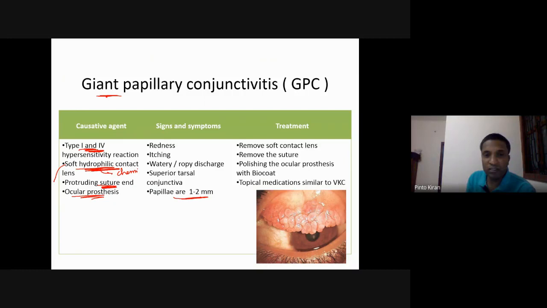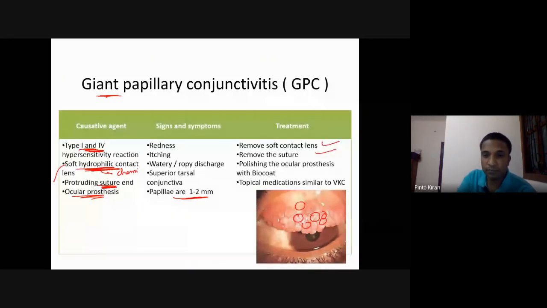Sizes are more than 1 to 2 millimeters. You can make out here, very big papillae. How do you treat? Remove all the causative agents. That is the treatment of choice. Very simple.